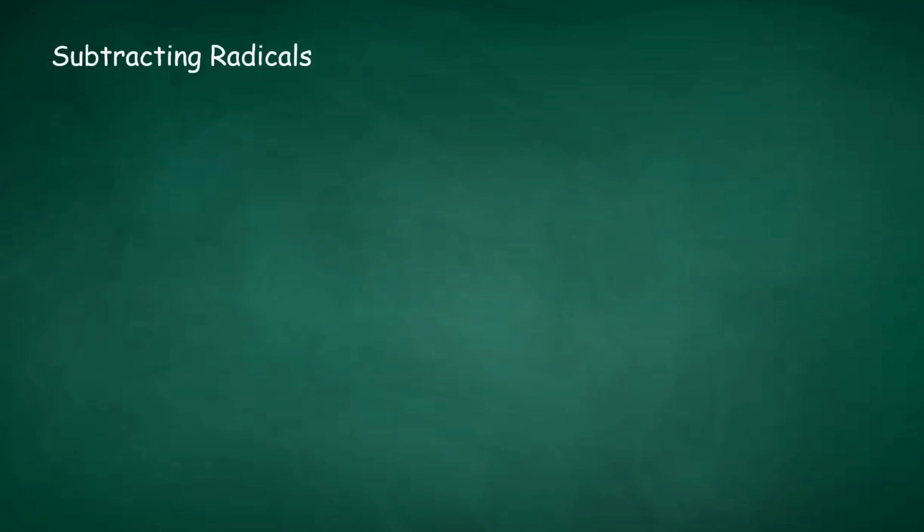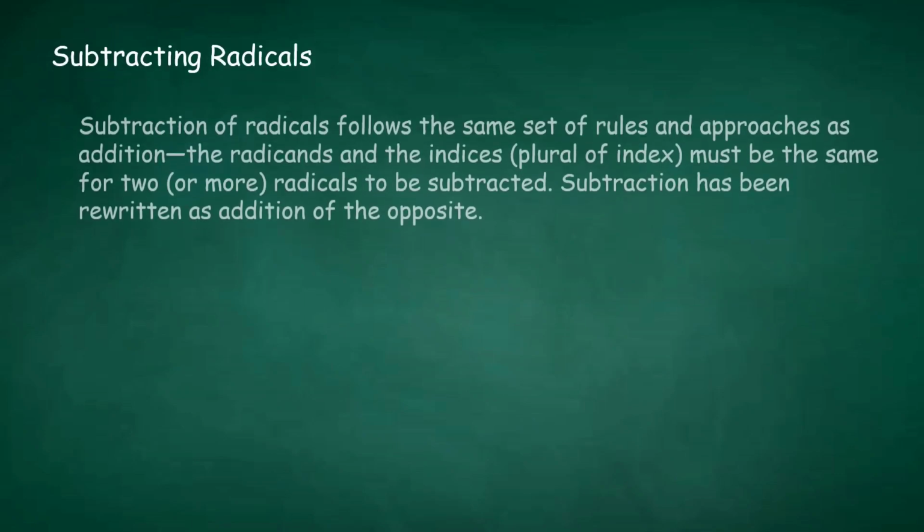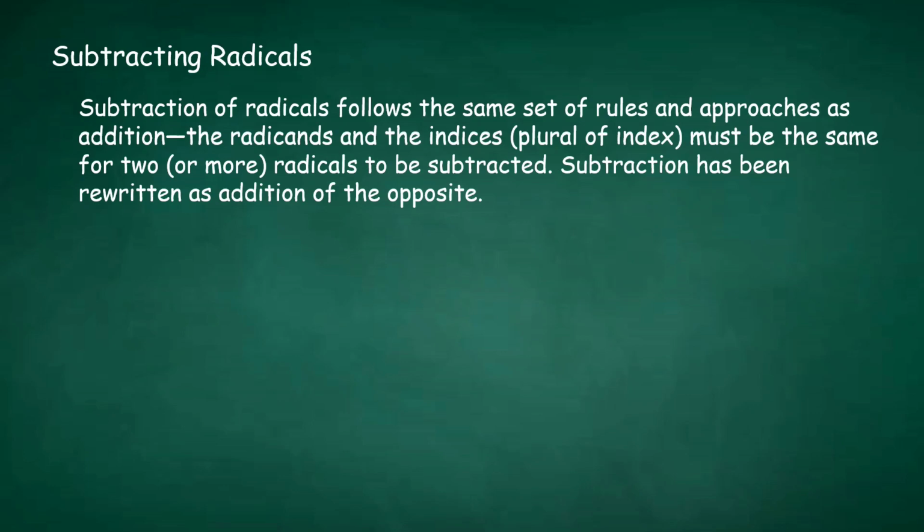Example of subtracting radicals. Subtraction of radicals follows the same set of rules and approaches as addition. The radicands and the indices must be the same for two radicals to be subtracted. Subtraction can be rewritten as addition of the opposite.